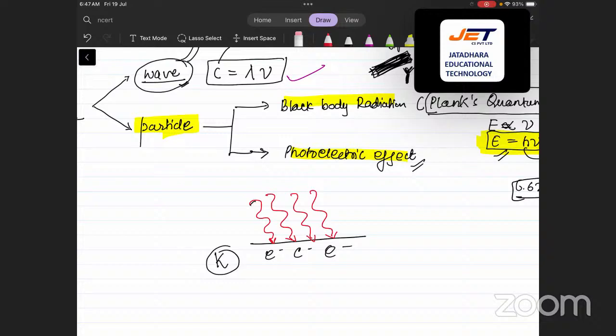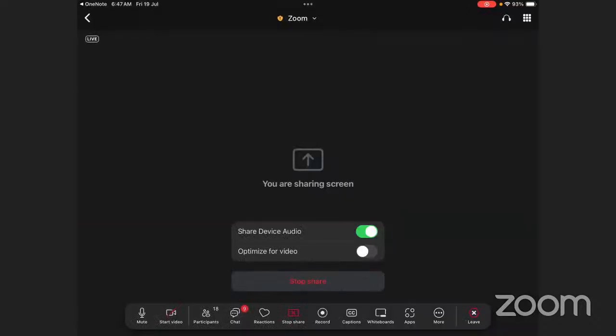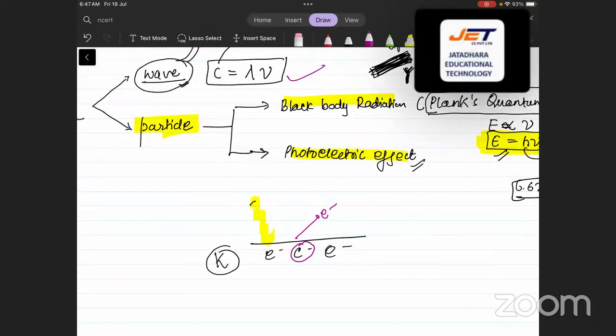Now the question that came to his mind is, okay, I am not able to get the current by radiating the red light. Let's try with the yellow light. So first he tried with very dim yellow light. And as soon as the light strikes the metal surface, there was the ejection of electrons from the surface. And the next thing that he did is he increased the intensity of this radiation.